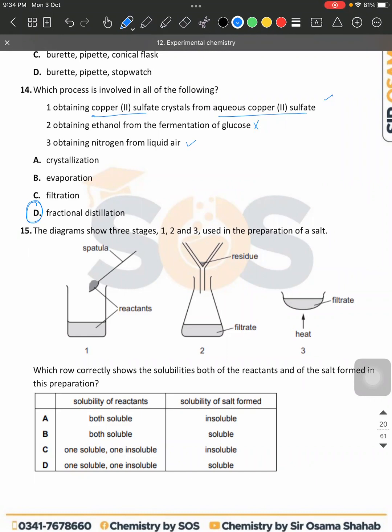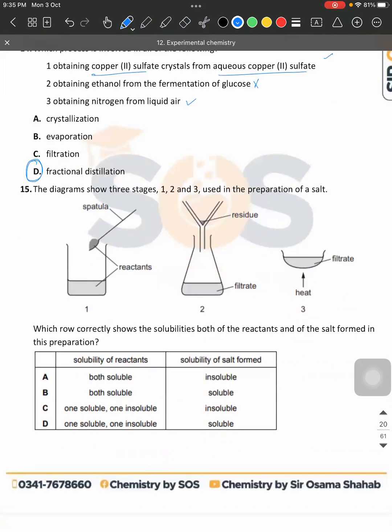Then the second one is ethanol. When you form ethanol by fermentation, it forms a mixture of ethanol with the yeast and different things, so it is actually an impure form of ethanol. If you want pure ethanol from the mixture, you need to do distillation. And also if you want nitrogen from air, you can do distillation. Fractional distillation can be used to get a pure substance from a mixture of miscible liquids, right?